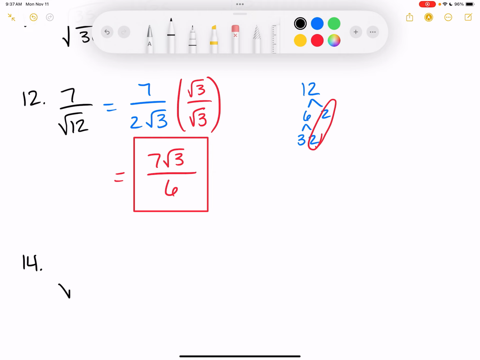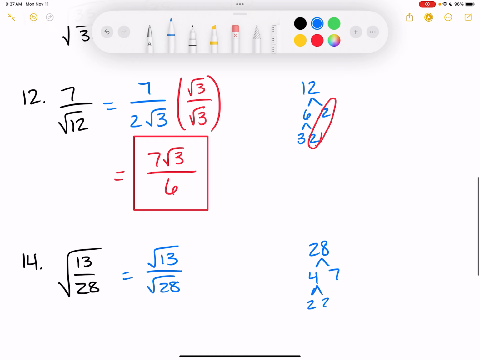All right, number 14: the square root of 13 over 28. So I can split this into the square root of 13 over the square root of 28. Does 13 break down at all? No, because it's a prime number. How about 28? Yes. It breaks into 4 and 7, and 4 breaks into 2 and 2. So take out a pair of 2's, left with a 7. So this becomes 2 square root of 7, so the square root of 13 over 2 root 7.